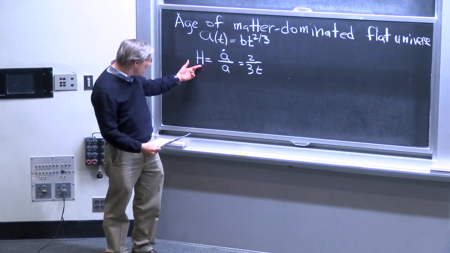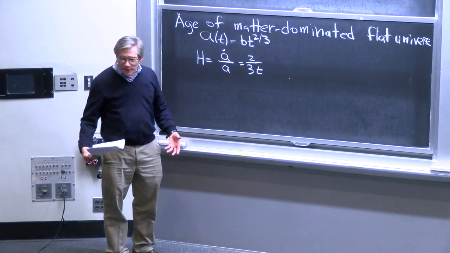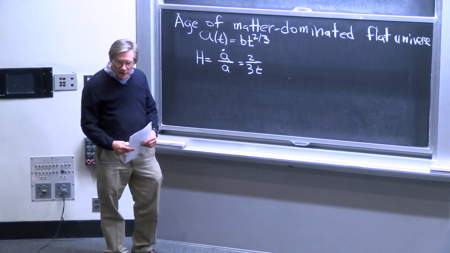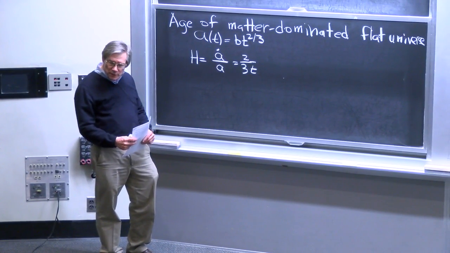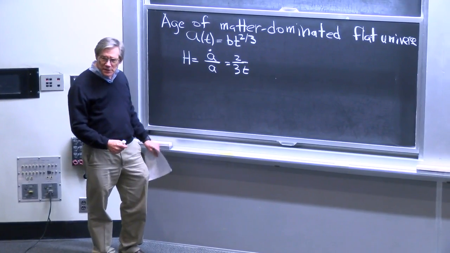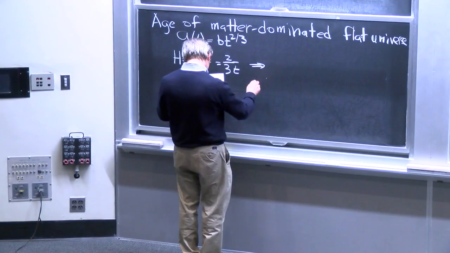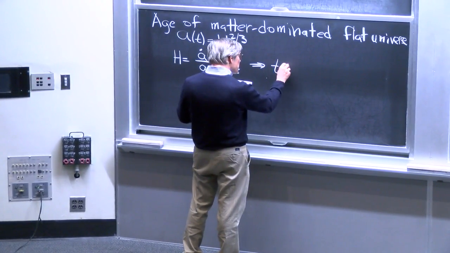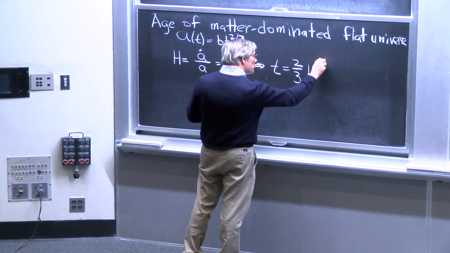So this is a relationship now between H and t, and the question we asked is how do we calculate the age? The age is t. This is all defined where t is equal to 0 at the Big Bang, so t really is the time elapsed since the Big Bang. So we're left immediately with the simple result that t is equal to 2/3 times H inverse.